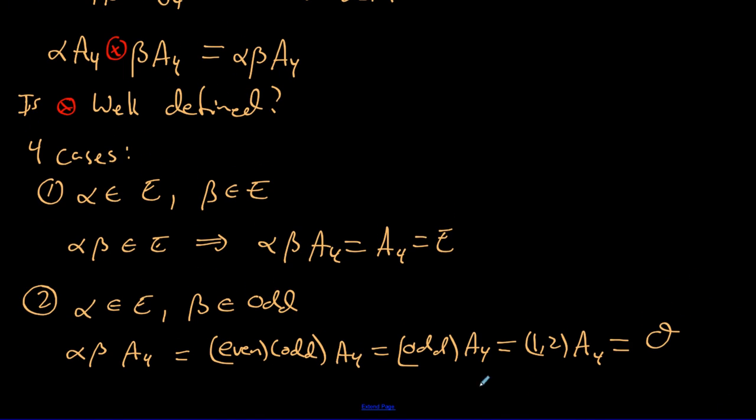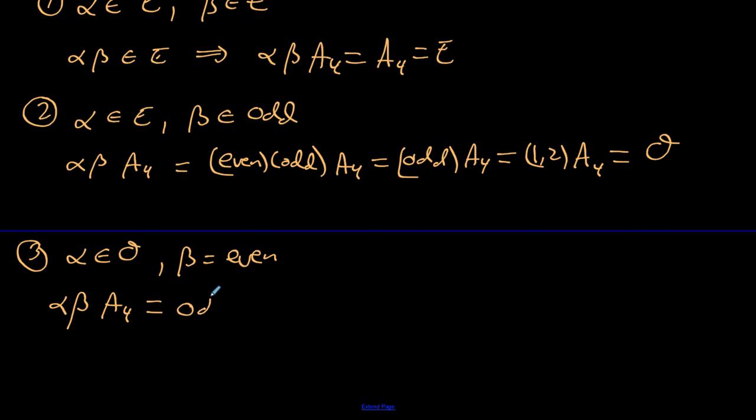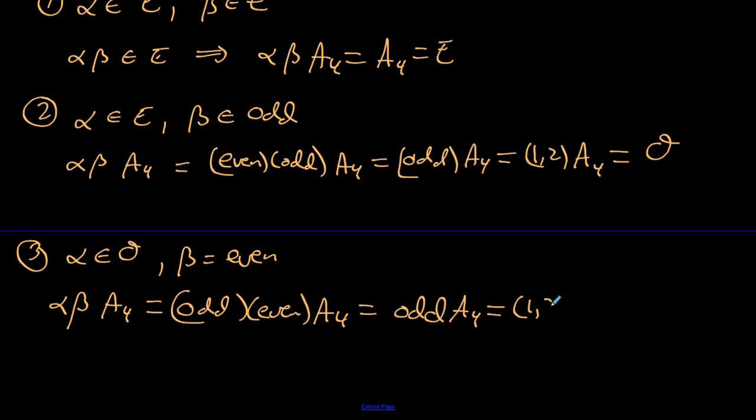Well, the next case is very similar. If we have alpha is an odd permutation, beta is an even permutation, the same kind of thing happens. Alpha beta times A4 is going to be an odd permutation times an even permutation times A4, and that again will be some odd permutation times A4, but every odd permutation has the same left coset for A4. That's the set of odd permutations, or the set that is represented by (1 2) times A4. And then the fourth case that we have to deal with is alpha and beta are both odd.